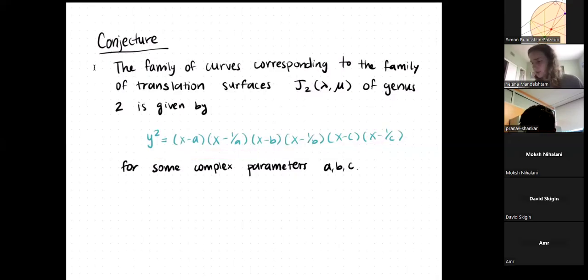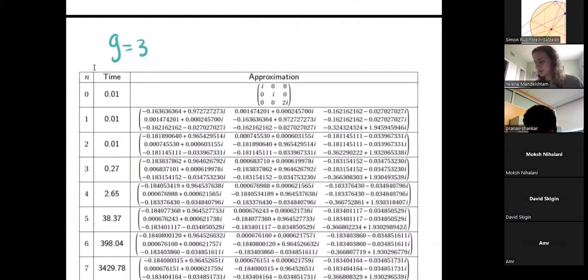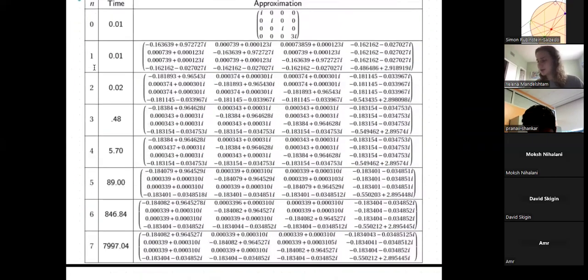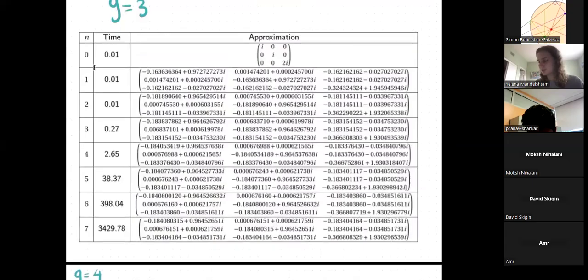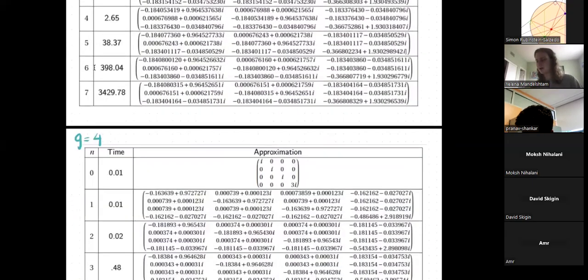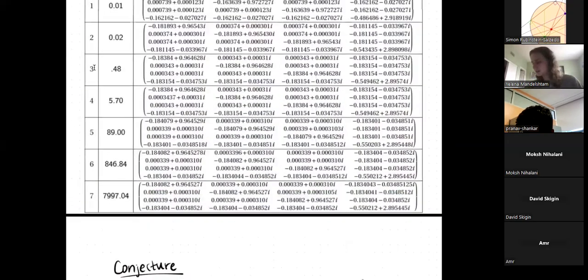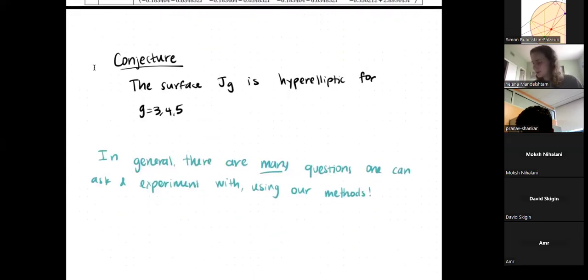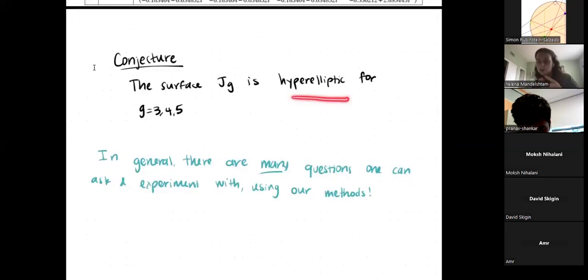There's a bunch of questions you can ask, and I haven't even scratched the surface of what these questions are. But given our data, we can do a bunch of computations and come up with conjectures such as this one. This is another example of a conjecture in our paper, that the curves underlying the surface are hyperelliptic, which are also special kinds of curves. There are elliptic curves that people love, and there are also hyperelliptic curves, which are good. But in general, there are many questions one can ask and experiment with using our methods.